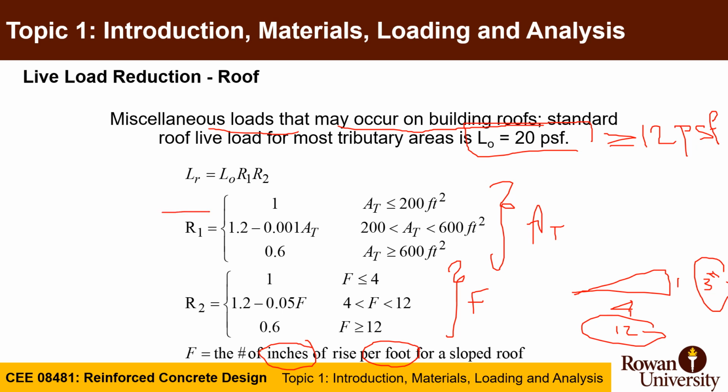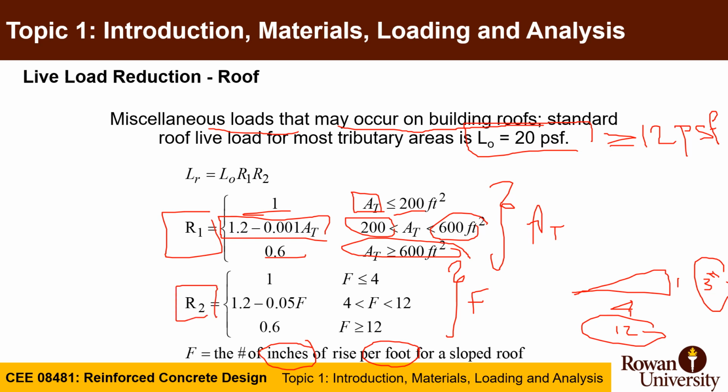So R1 will be 1 if your tributary area is less than 200. If your tributary area is between 200 and 600, your R1 factor is 1.24 minus 0.001 AT. If you are more than 600, it is 0.6.